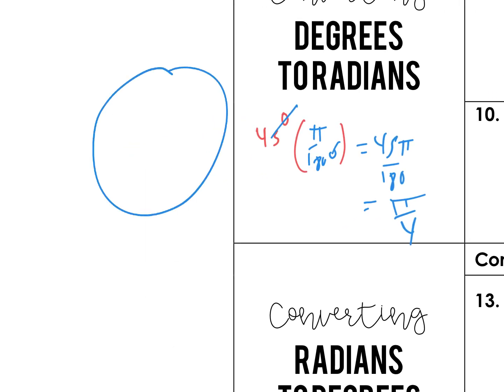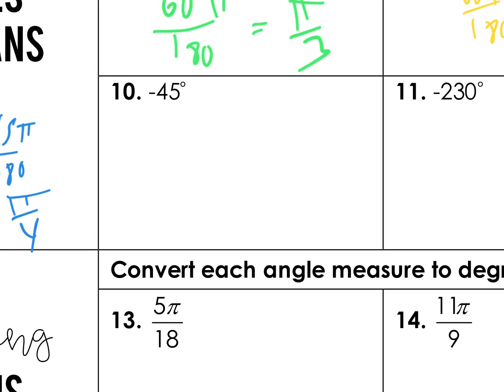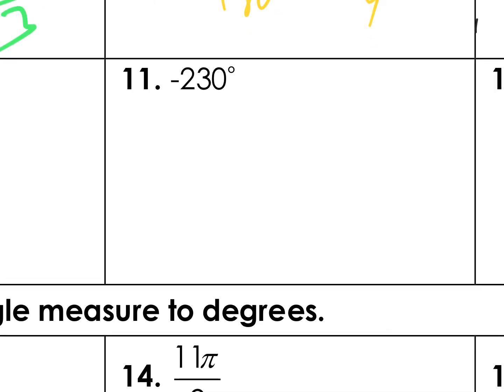You've got your unit circle, and here is your pi over 2. Well, if you cut that in half, that's pi over 4. Half of 90 is what? 45. So this 45 degrees is also known as pi over 4. So what's negative 45 degrees then? Negative pi over 4. Let's do negative 230 degrees.